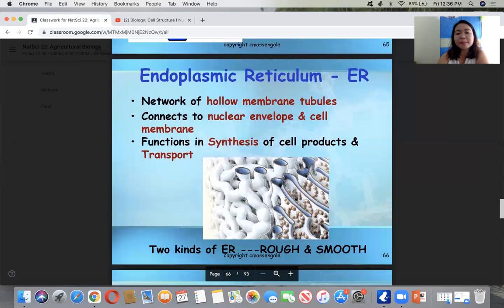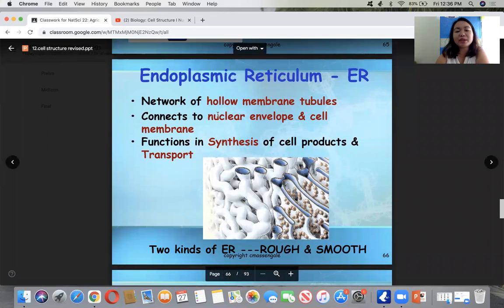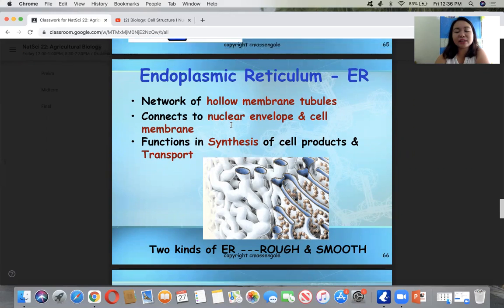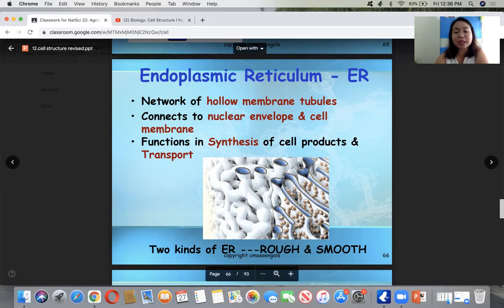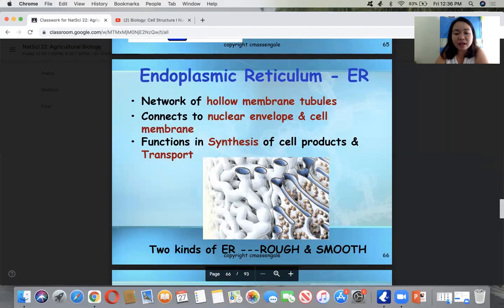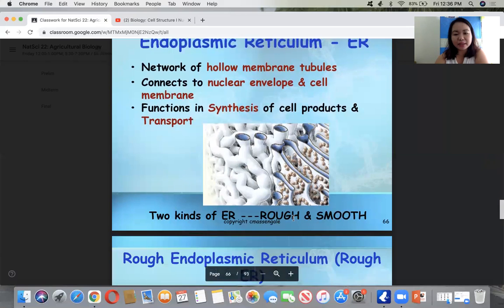So how about the endoplasmic reticulum? This is a network of hollow membrane tubules that connects to the nuclear envelope and cell membrane and functions in the synthesis of cell products and for transport. So as you can see, we have two types, the rough and the smooth ER.